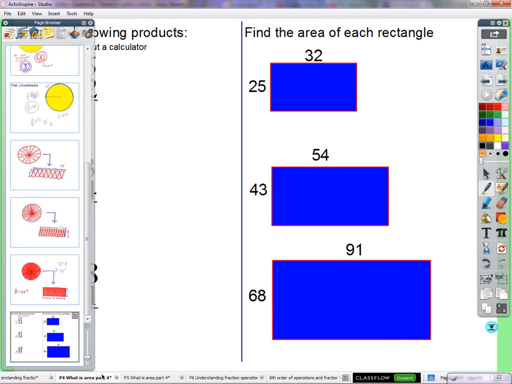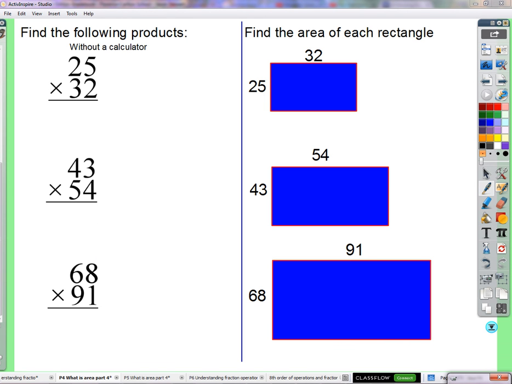Unless there's more questions about that circle or trapezoids or anything like that, okay? I would like you to do this. The instructions are up there. Multiply those numbers together without a calculator. Find the area of these rectangles, okay?